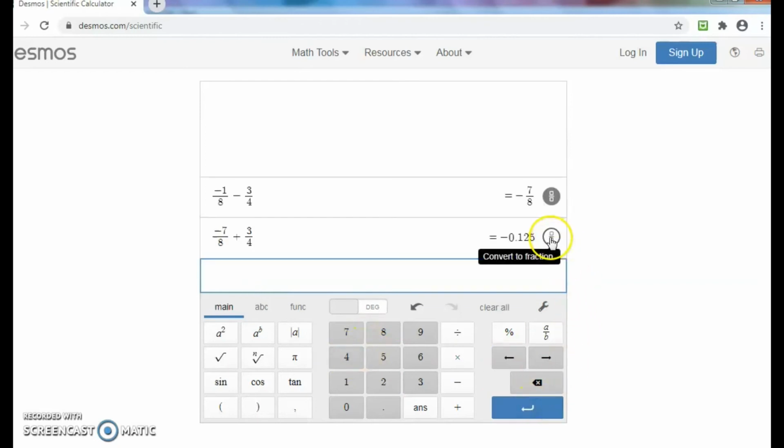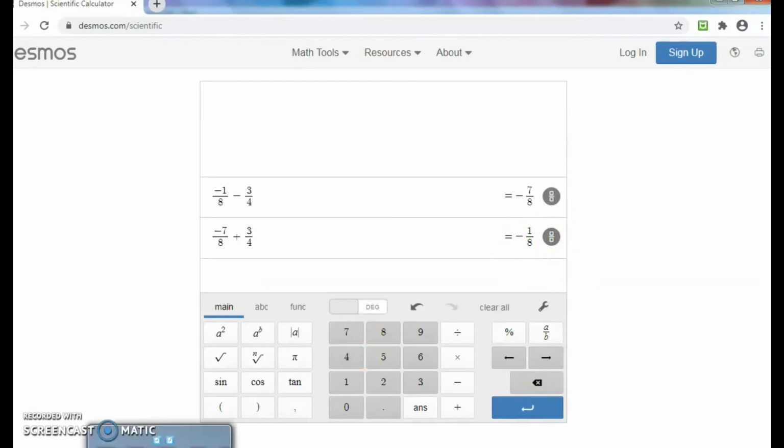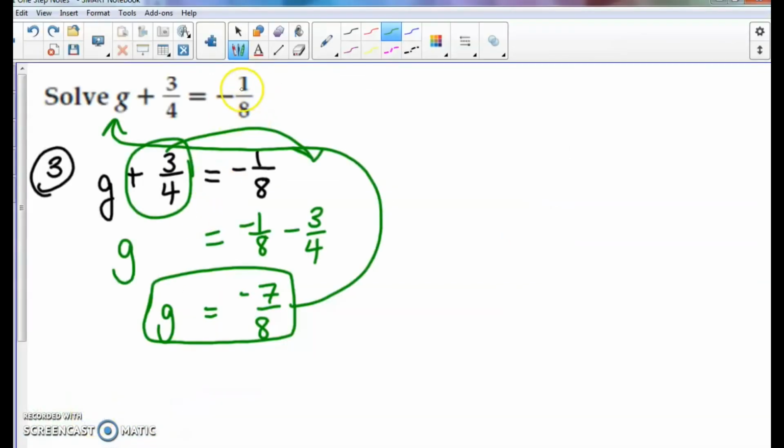And we want to convert it to a fraction. It gives us negative 1/8. Is that what it originally equaled? Negative 1/8? It was. So it's all good.